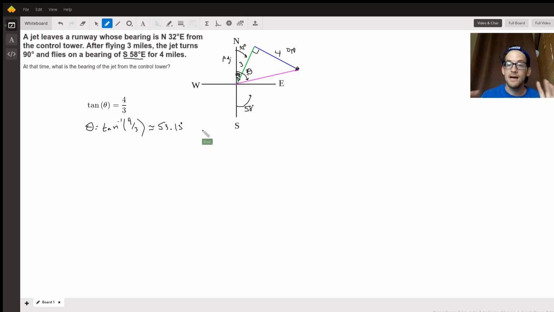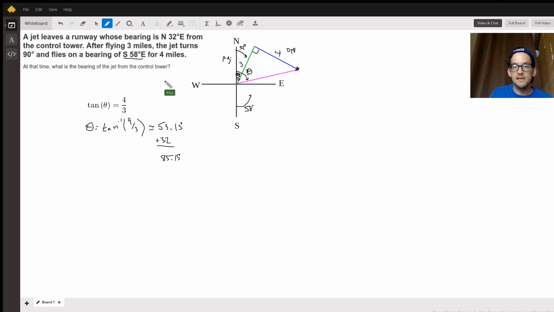Okay, now that's actually not the answer. Keep in mind, that's only the degrees between the green and the pink line. We need now to add that last step: add that on to that 32 degrees, and see what we end up with. So if I take that theta and add on 32 degrees from that initial bearing, we should get about 85.15, or rounded about 85 degrees.